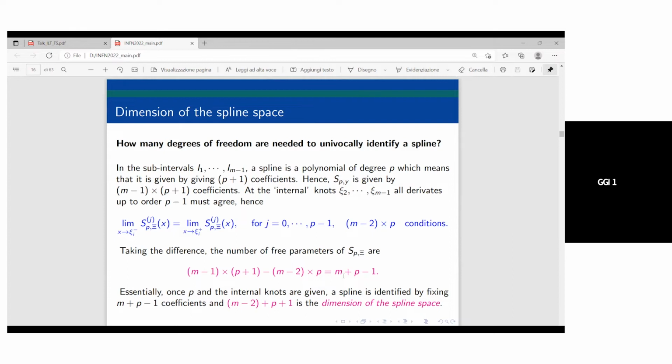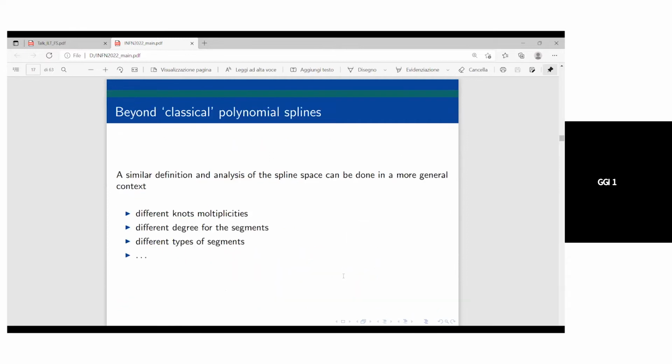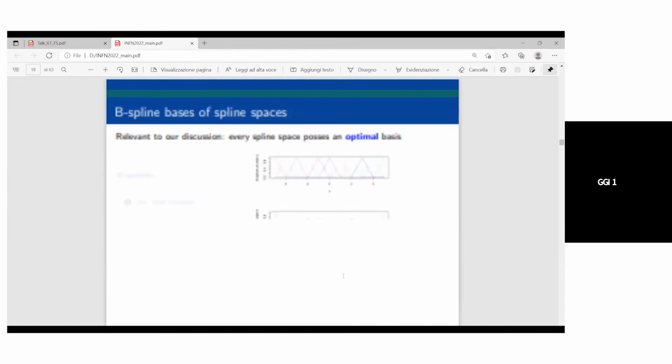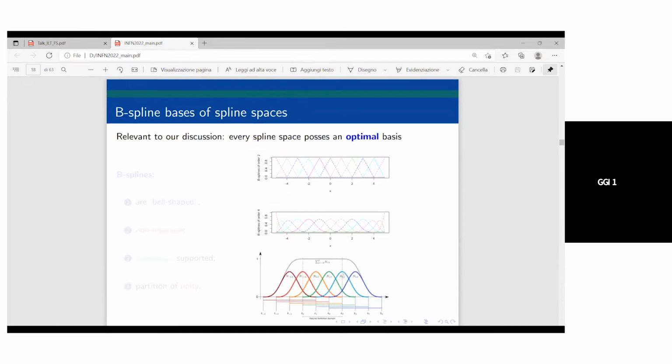So there is a strong link between the dimension of the space, the number of knots, and the degree of the spline. Okay, and of course, to know the dimension of the space is crucial, because if you want to write a spline, we need to have a basis for the spline space. And in this case, it's simple, as I said. In other situations it can be more complicated, because we can allow splines to have different knot multiplicity, or different degrees of segments, or different types of segments. But once we know the dimension of the space, what we need is a basis for the space to write any function in the space.